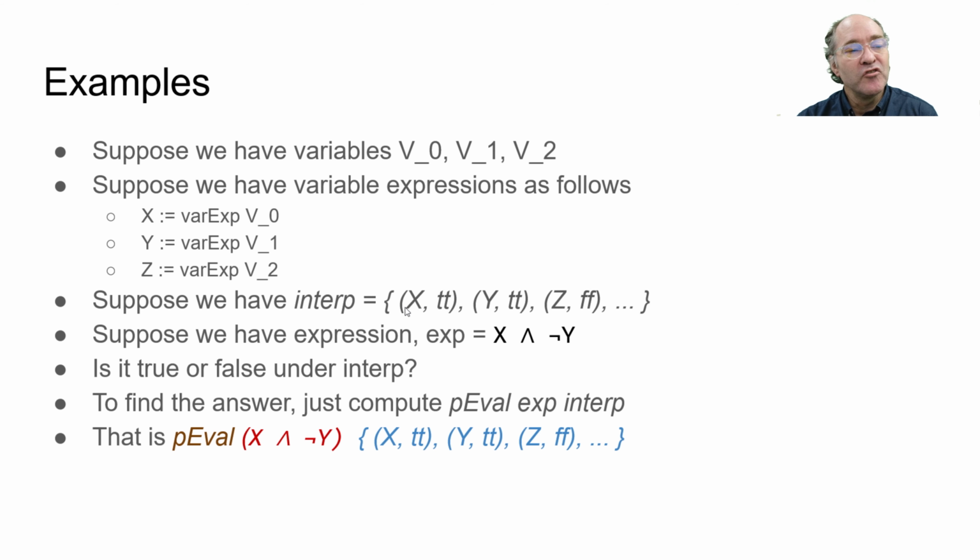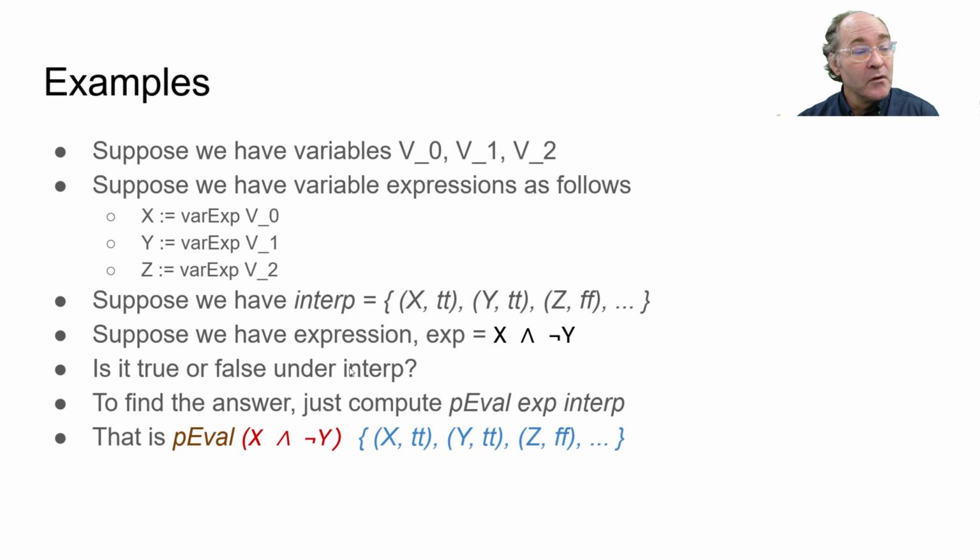So if we have an interpretation that takes v sub 0 to true, v sub 1 to true, and v sub 2 to false, now suppose that we have this propositional logic expression: the x proposition, the y proposition, not applied to the y proposition, and then and used to combine those two smaller propositions into a big proposition that we would read as x and not y. The question I'm going to ask you is, is this proposition true under this interpretation?